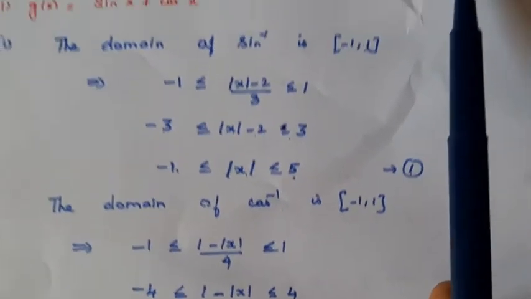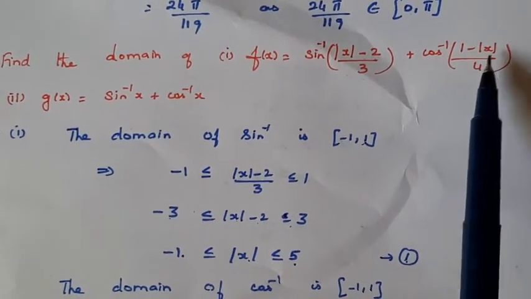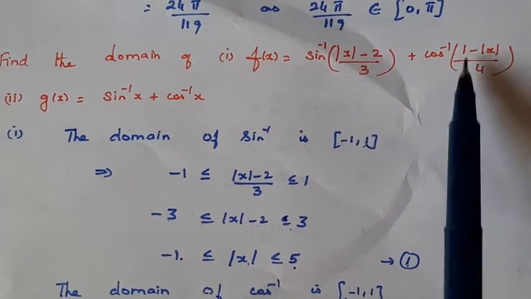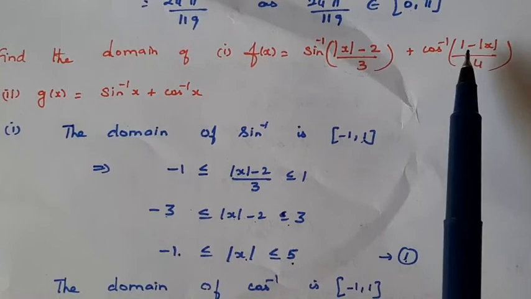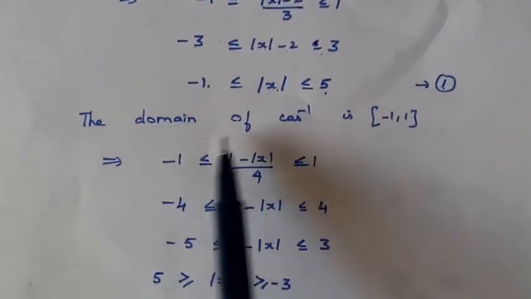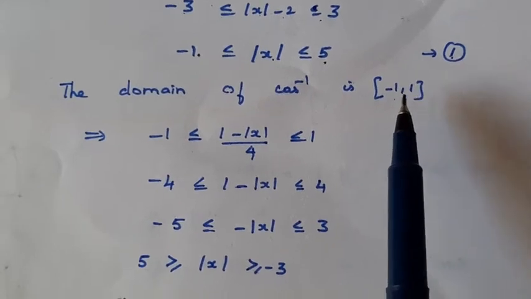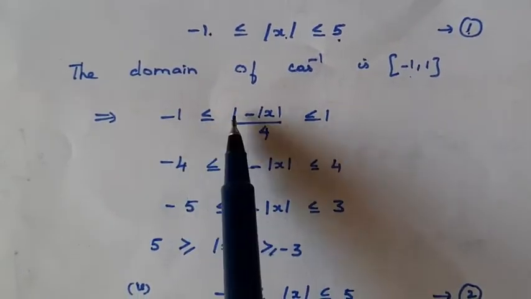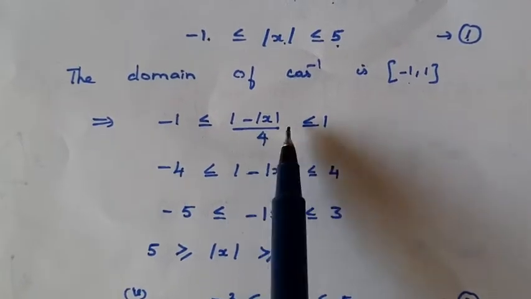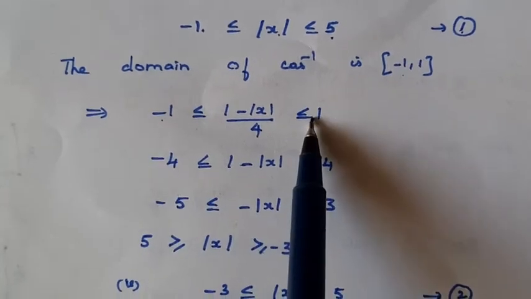Now coming to the second term, cos inverse of 1 minus modulus of x by 4, let us find what would be the domain of this function. You know that the domain of cos inverse function is also the closed interval minus 1 comma 1, and hence this 1 minus modulus of x by 4 also lies between minus 1 and plus 1, right?